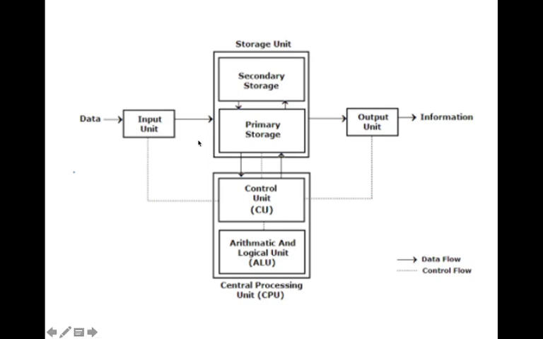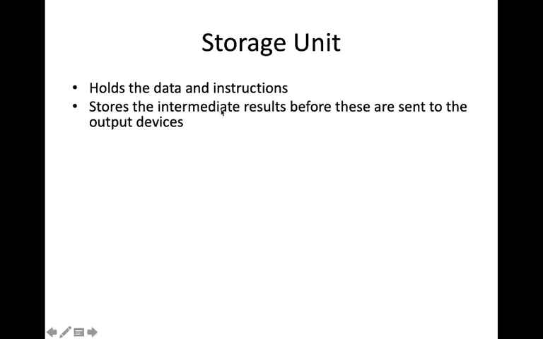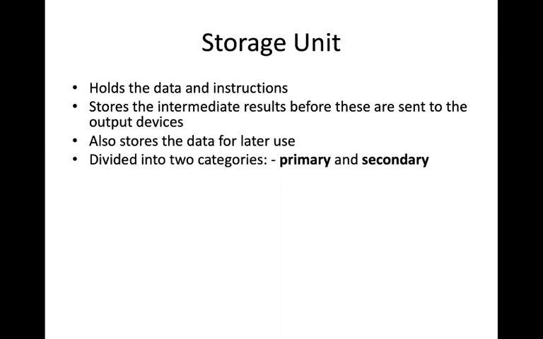Whatever data we get will be held here in the storage unit. It holds the data and instructions, and it also stores the intermediate results before these are sent to the output devices. So before sending to the output device, all the intermediate results are stored in the storage unit. It also stores data for later use. There may be some intermediate computations, and if we need this data in future, all those temporary data will also be stored in the storage unit.